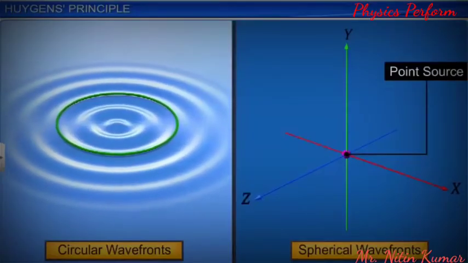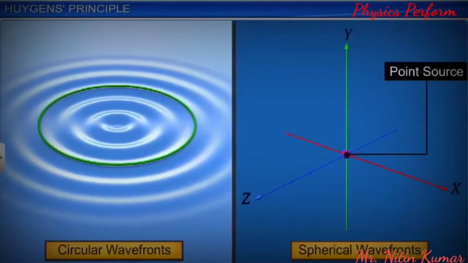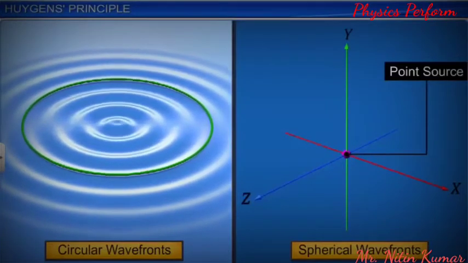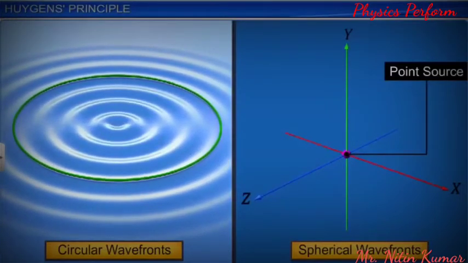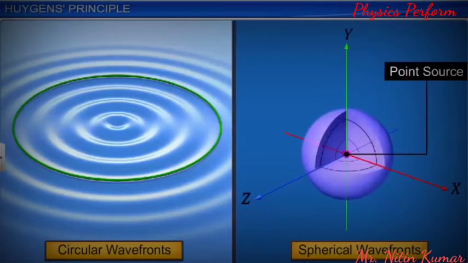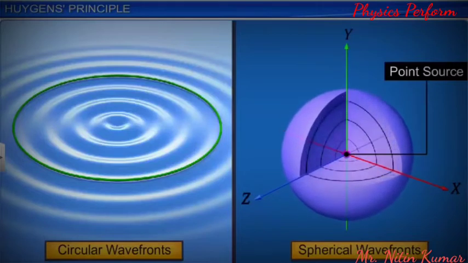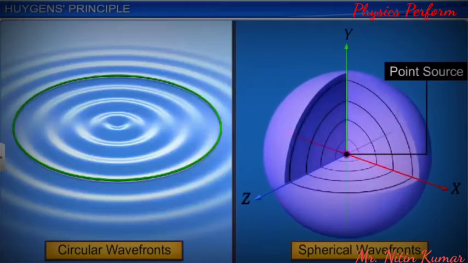Waves on the surface of water are two-dimensional, and hence the wave fronts are circular in shape. But the waves from a source of sound or a source of light in a homogeneous medium spread in all directions and are three-dimensional in nature.